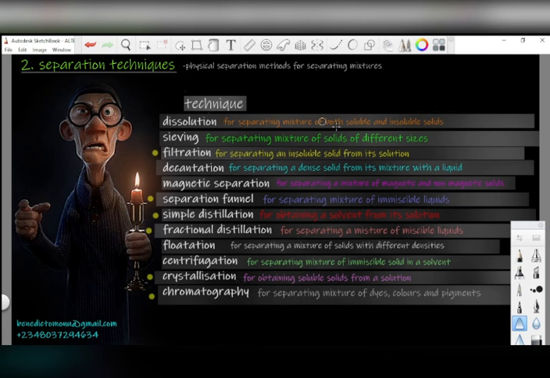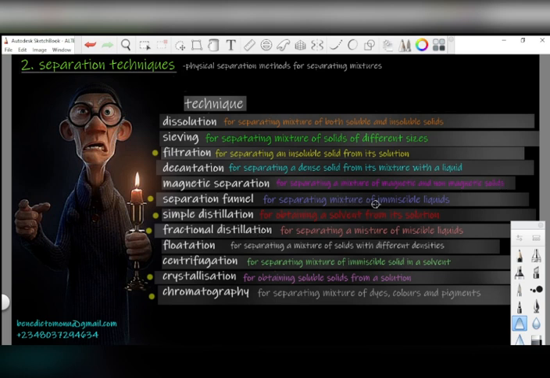Dissolution is for separating a mixture of both soluble and insoluble solids. You have one solid that is soluble, the other one is insoluble, but they are in a mixture. For example, table salt and sand can be in a mixture. Table salt is soluble in water, sand is not soluble in water. Sieving is for separating a mixture of solids that have different sizes. Filtration is for separating an insoluble solid from its solution. Decantation is for separating a dense solid from its mixture with a liquid. And magnetic separation is for separating a mixture of magnetic material from non-magnetic material.